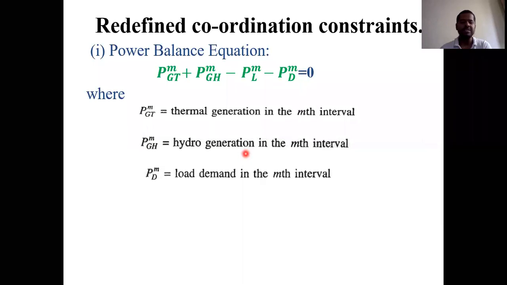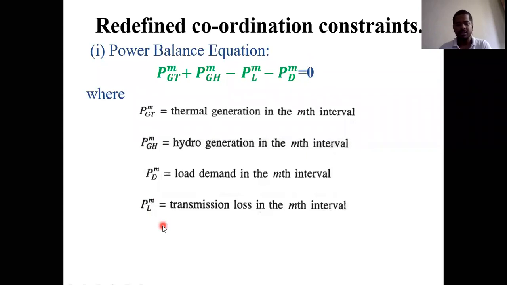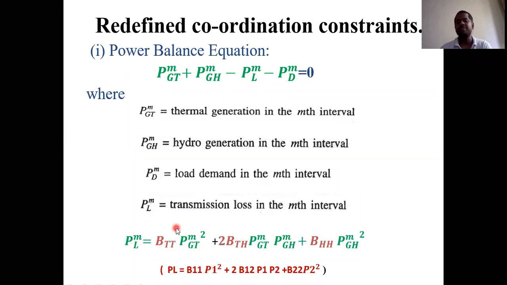So this is nothing but PGTM, PGHM and PDM, and similarly PLM. PLM is nothing but transmission lines. And from our first unit, easily we can write the loss function for the PL. So this is nothing but our loss function when we are considering the two power plants. Similarly here, we are taking two sources, that is thermal source and at the same time hydro source. When we are considering the two sources, how can we write the equation?